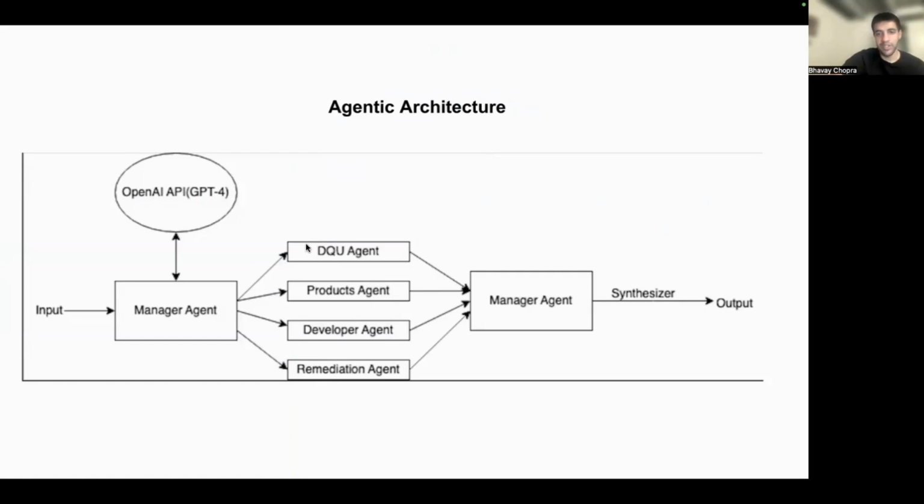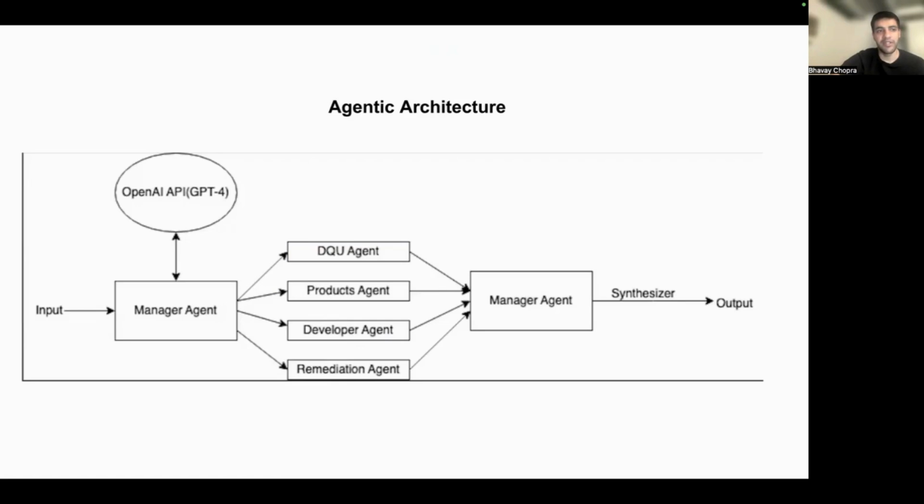And this is where our students come in to assist with this. The key agents in the new model include the DQU agent, the products agent, the developer agent, and the remediation agent. I believe the remediation agent has now been changed to an FAQ agent. So what happens here is the user prompt is the input. It goes through the manager agent, and the manager agent analyzes the user prompt and accordingly picks the best specialized agent it can for the most optimized answer as well as optimized resource allocation.